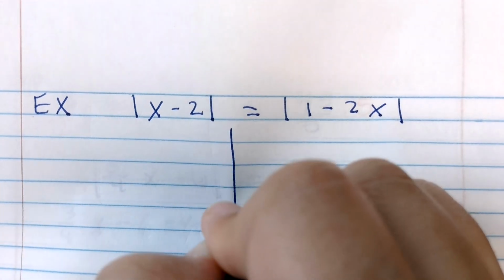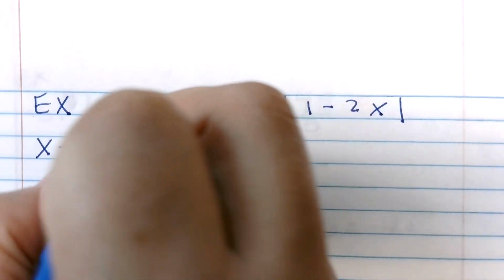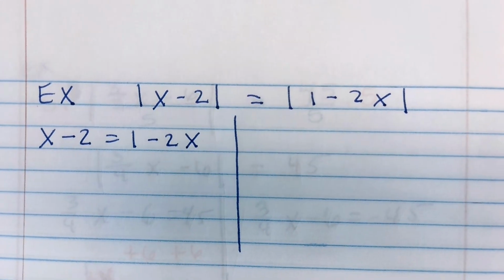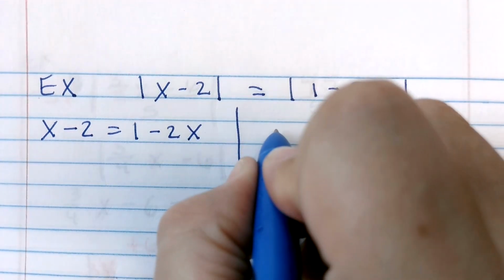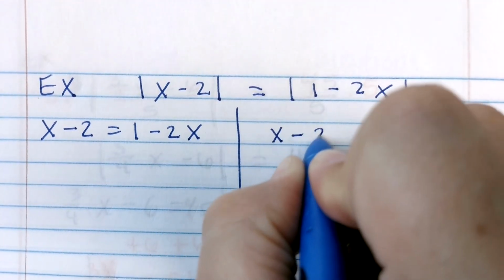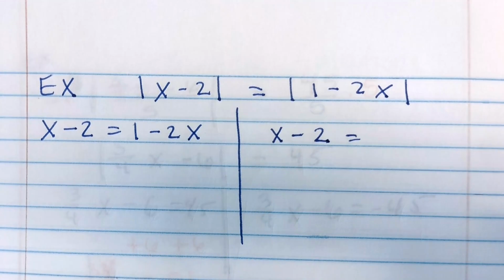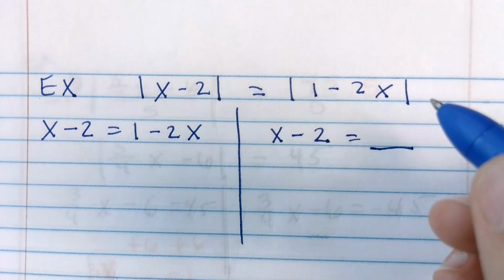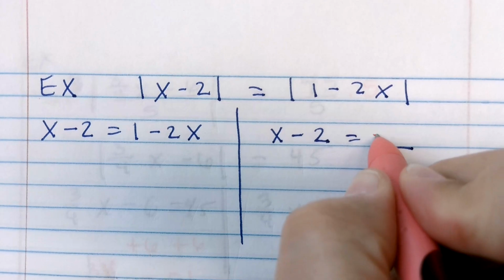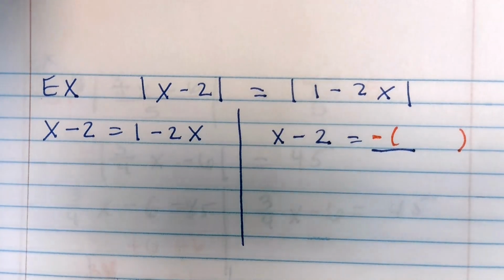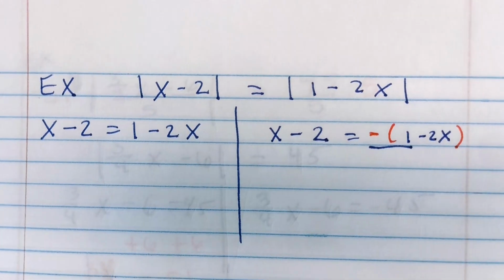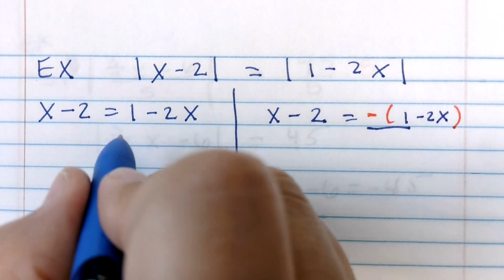We're going to still split our page. We're going to write the original problem on the left. I'm not going to change anything. I'm just dropping the absolute values. On the right-hand side, x minus 2 stays the same. And then before, I would change this to a negative. We're going to do the same thing. We're going to do a negative and then a parentheses so that I don't forget to make the entire side negative. Okay. This side, solve like normal.